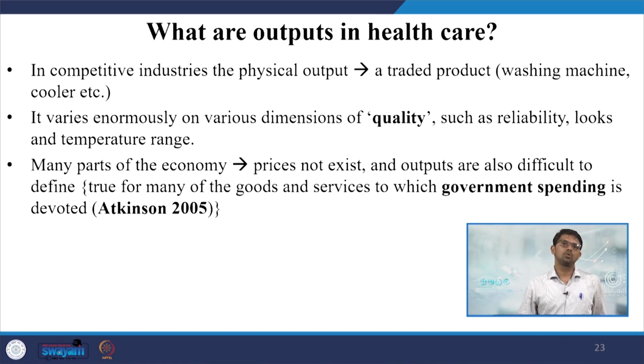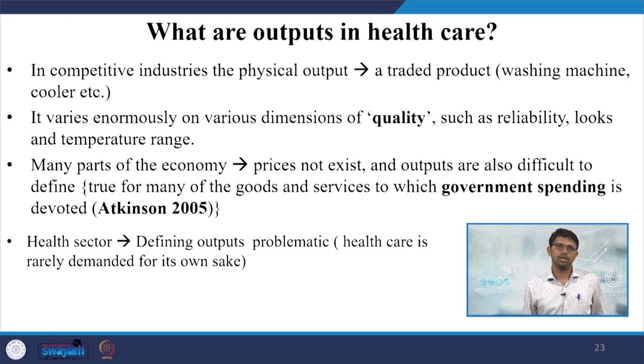And it is actually true for many of the goods and services to which government spending is devoted, as mentioned in the Atkinson paper in 2005. The health sector in particular, where the government role is very pivotal and very important. So, defining outputs is indeed problematic in the healthcare sector.